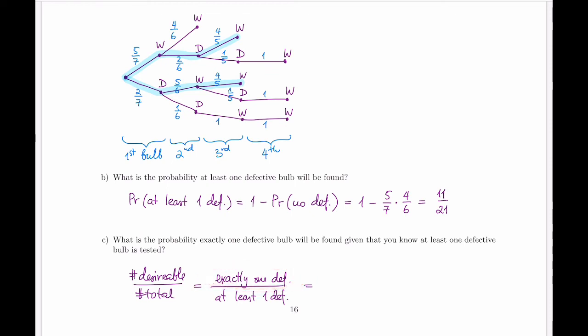Having at least one defective light bulb means I had at least one defective light bulb and maybe more. Now, the good news for us is that the denominator here, 11 out of 21, has already been calculated in part B, so we can simply rewrite the answer. But for the exactly one, we're going to have to follow through the 2 branches. So my first branch is going to be 5/7 times 2/6 times 4/5. That's my case 1. Or I could have fallen into the second case: 2/7 times 5/6 times 4/5.